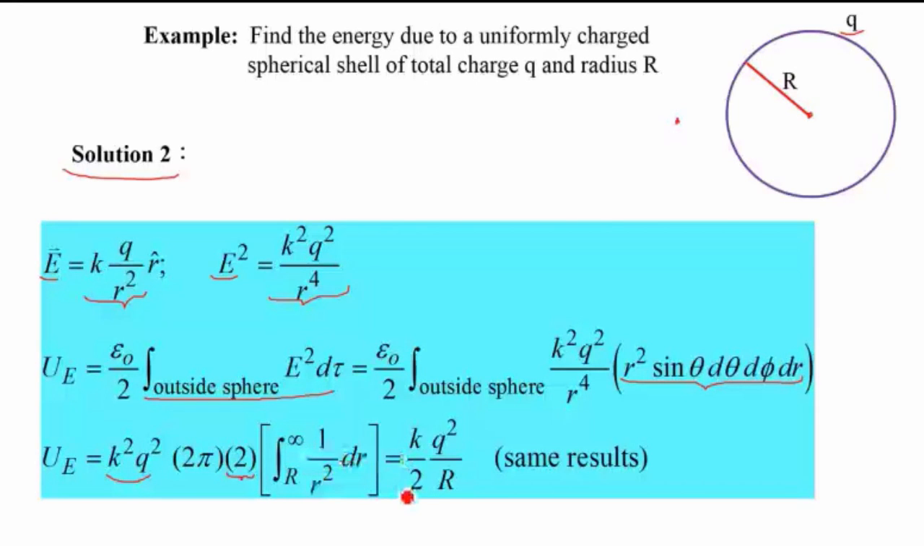Doing that integral, we end up with this expression here, and so we have the same result that we had when we integrated the rho times V over the charge distribution. So we get the same results for both of those techniques.